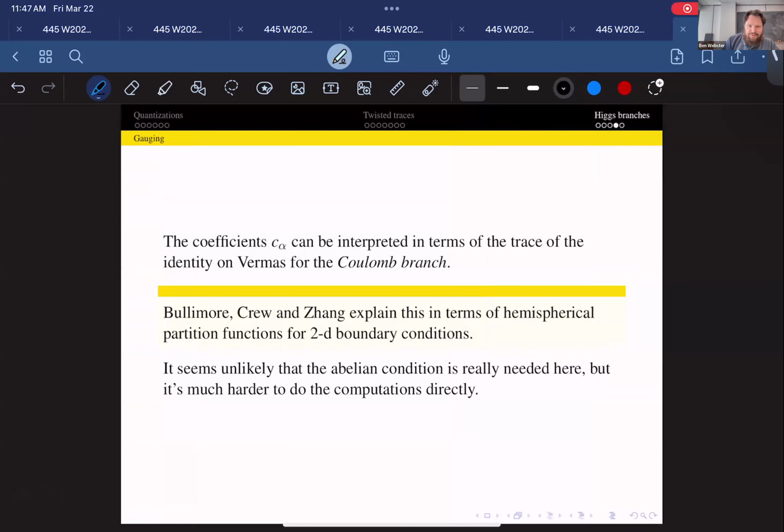The physics perspective on this tells you abelian theory shouldn't be very special. This should work in much more generality, but for abelian theories, you can just do the computations, some contour integral, and you see that everything matches up.